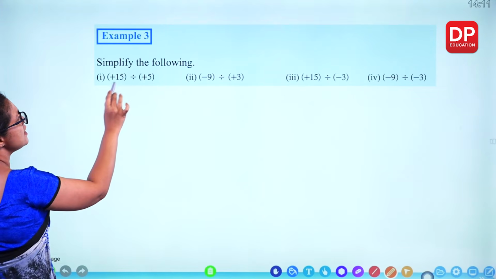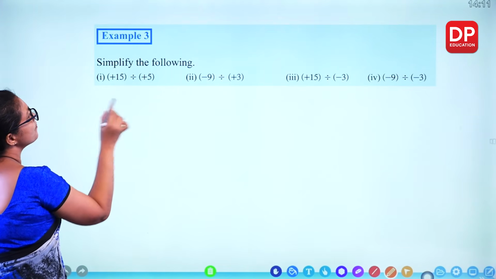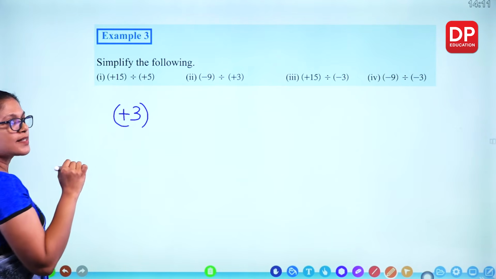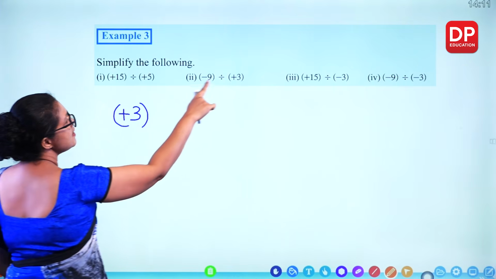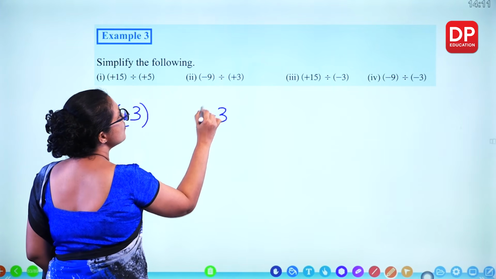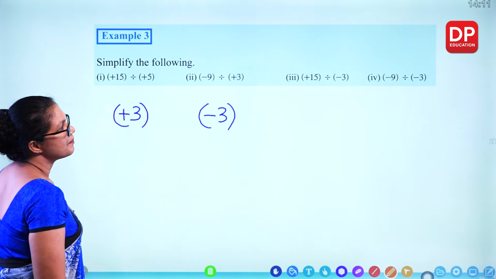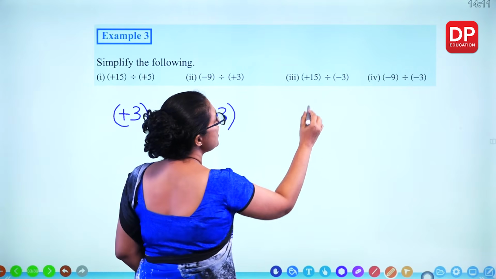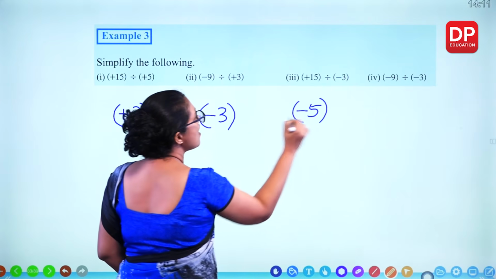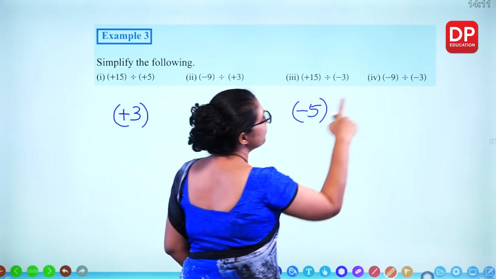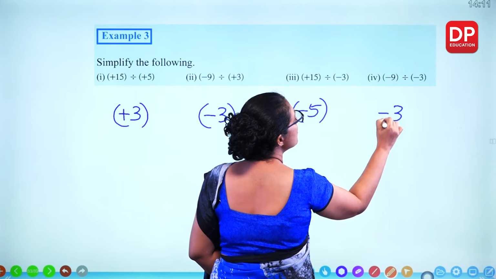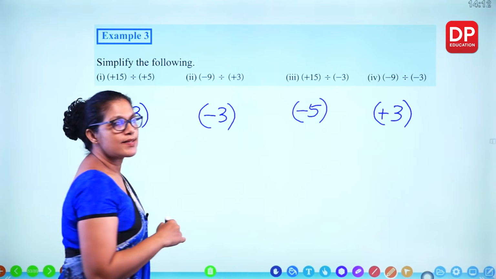This one, 15 divided by 5. Answer is 3. Both positive, you get positive 3. 9 divided by 3 is 3. 1 is negative, 1 is positive. You get a negative answer. 15 divided by 3, you get 5. 1 is positive, 1 is negative. Answer is negative. 9 divided by 3, 3. Both negative, you get positive answer.